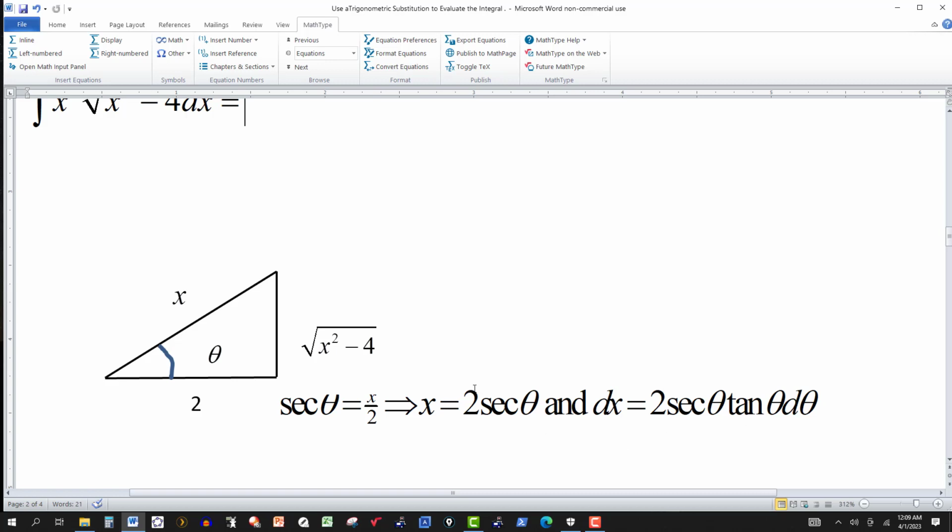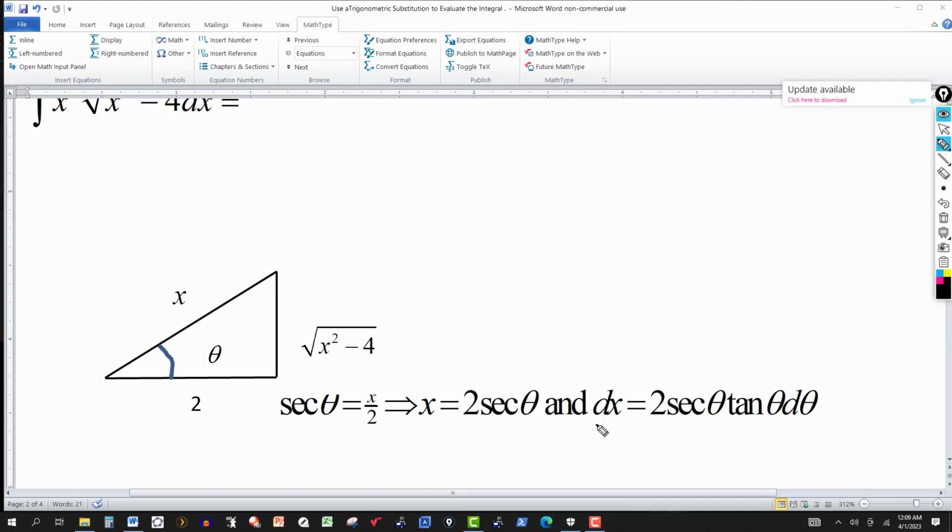So this tells me that wherever I have an x in that integrand, I can replace it by 2 secant theta. And wherever I have the dx, I can replace it by 2 secant theta, tangent theta, d theta. Now once we get this evaluated in terms of the angle theta, then we come back and use this triangle to put it back into the original variable. So here are my substitutions. Where I have an x, I replace that by 2 secant theta. Where I have the dx, that's going to equal 2 secant theta, tangent theta, d theta.